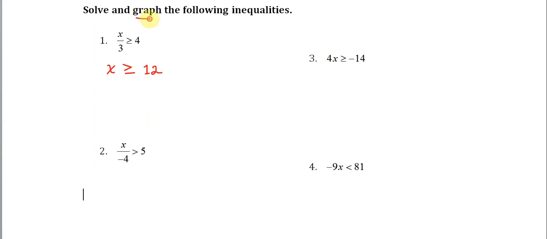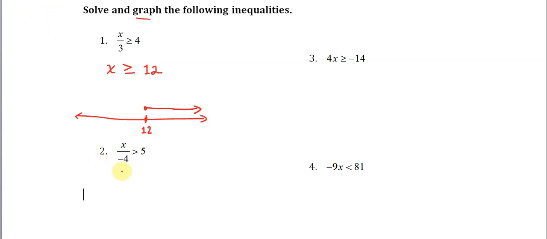And then we also want to graph the inequality. So graphing them, we start with our number line, and then we can put the number on there. In this case it is 12. And remember, this is x is greater than or equal to 12, so we want all the numbers that are 12 or bigger. So we can put a filled in circle there, and then extend this line to the right side. And there you have it, the solution and the graph. Okay. Now, let's move on.